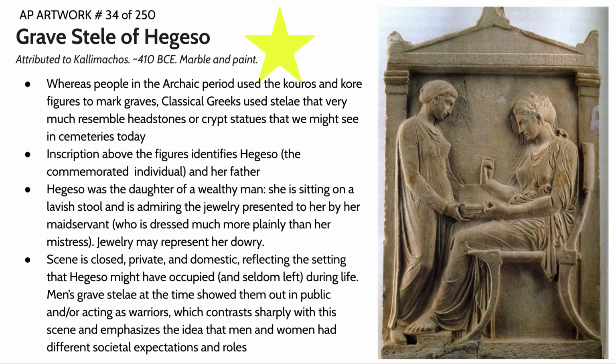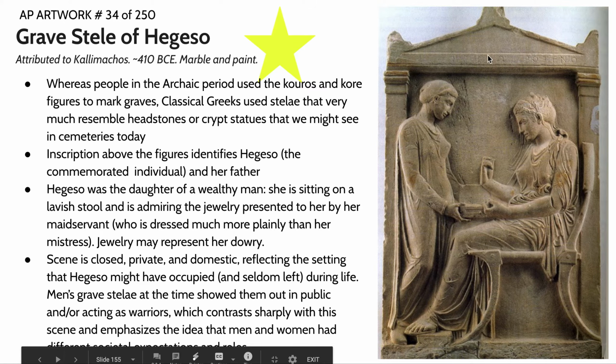In the classical era, the Greeks tended to use stelae that very much resemble the headstones and crypt statues that we might see in cemeteries in the Western world today. So typically, these crypt statues would have the outer structure of a Greek temple or building. We have the pediment right here, and 2 columns.